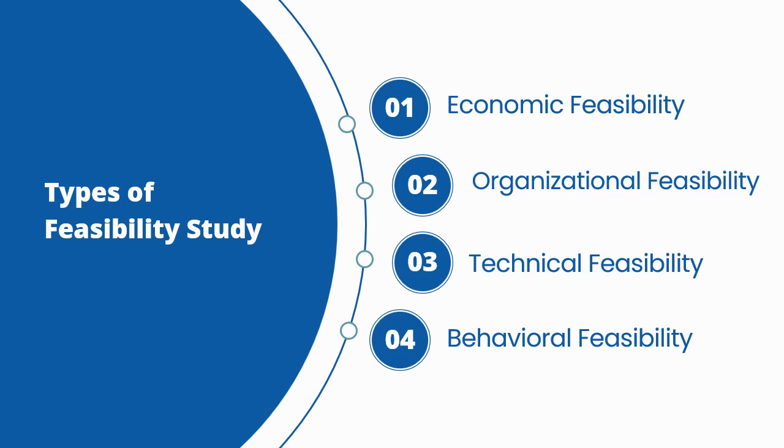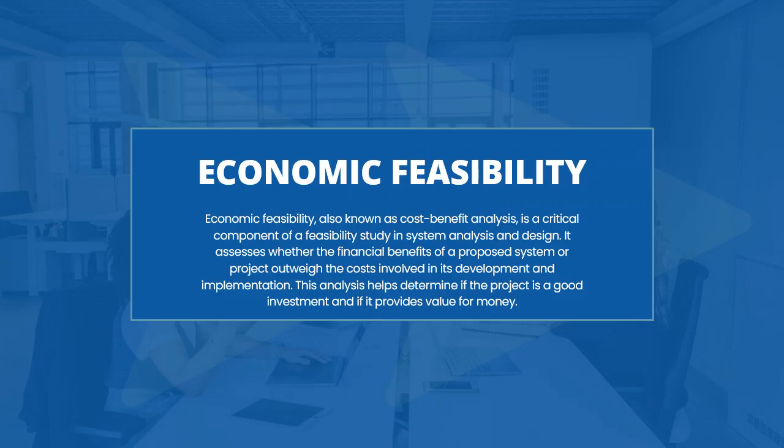Types of feasibility study: economic feasibility study, organizational feasibility, technical feasibility, behavioral feasibility. Economic feasibility. Economic feasibility, also known as cost benefit analysis, is a critical component of a feasibility study in system analysis and design. It assesses whether the financial benefit of a proposed system or project outweighs the cost involved in its development and implementation. This analysis helps determine if the project is a good investment and if it provides value for money.